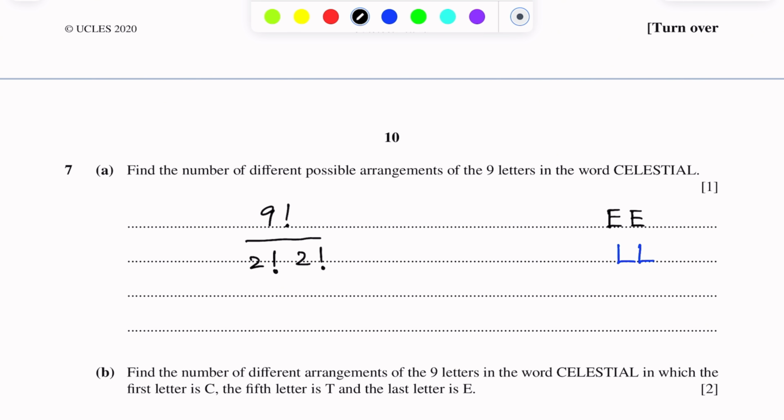Then we calculate it using the calculator. We get 90720. This is the answer.